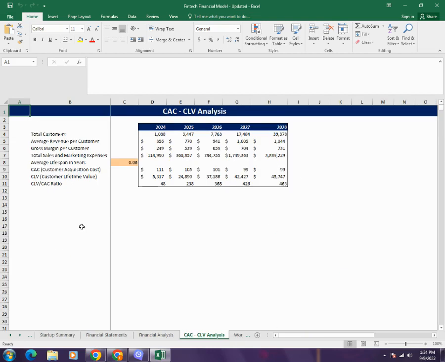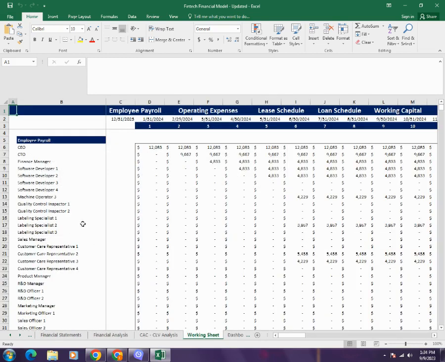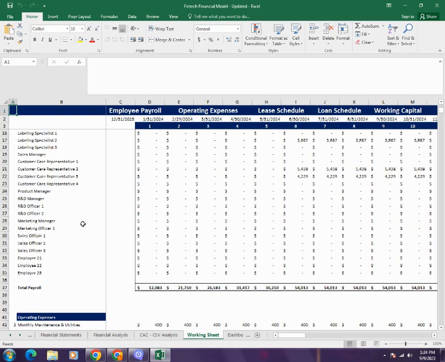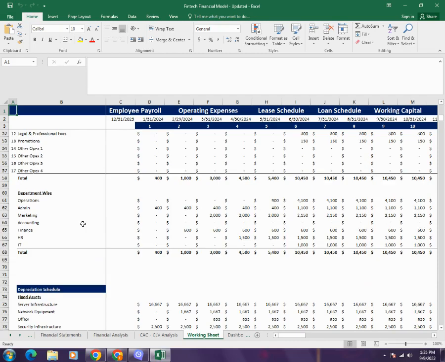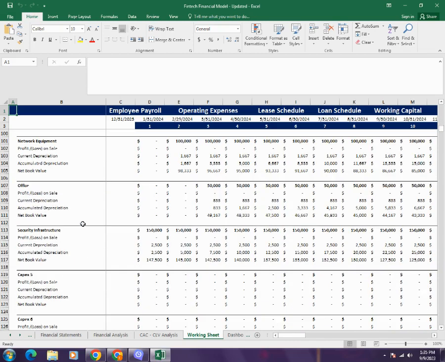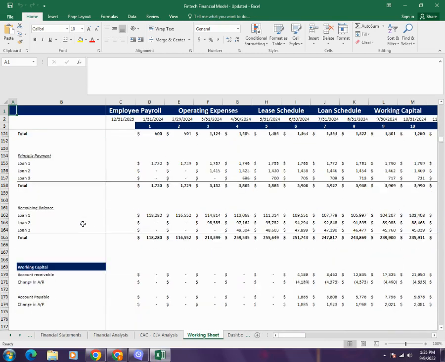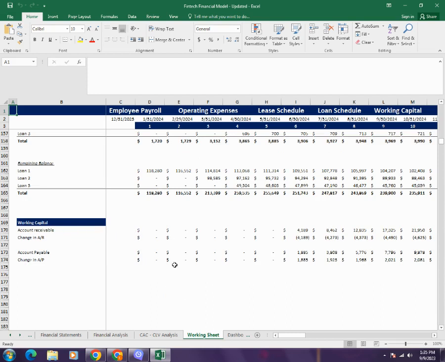Then comes the CAC and CLV analysis. The CAC-CLV analysis tells you about the customer acquisition cost, customer lifetime value, and gives a ratio of CLV over CAC. Then comes the working sheet. The working sheet tells you about the employee payroll, operating expenses, depreciation schedule, and loan schedule, as well as the working capital. All these calculations are being used in the financial statements.